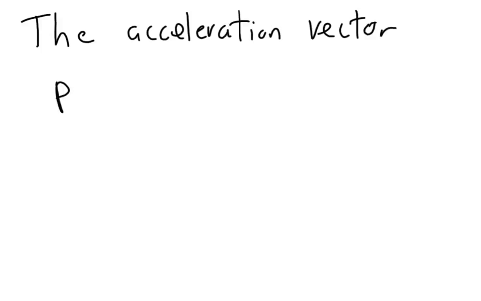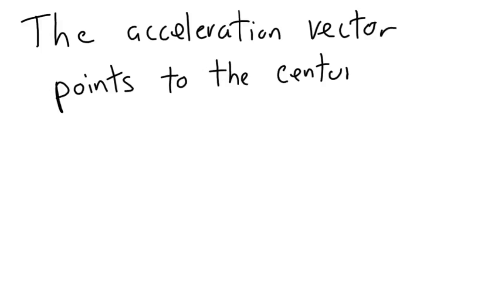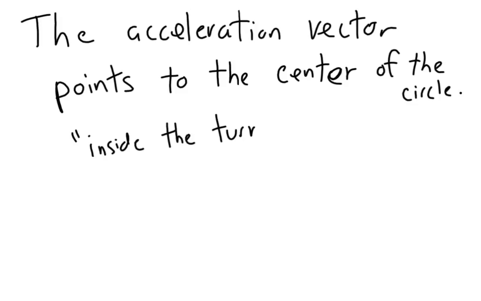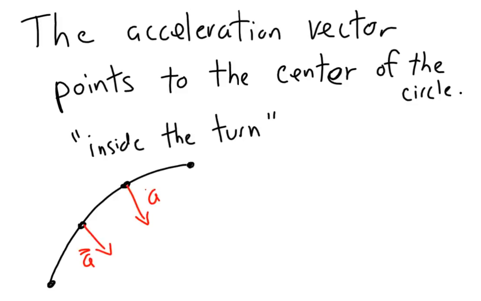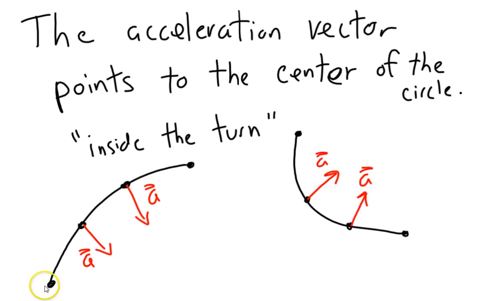Now, the acceleration vector always points towards the center of the circle if the object is traveling in a circle, or inside the turn if it's even just a part of a circle or an arc. So you can see if the object is traveling just in some sort of curved motion, or even if it's changing direction at all, the acceleration points inside. The acceleration vector points inside there.